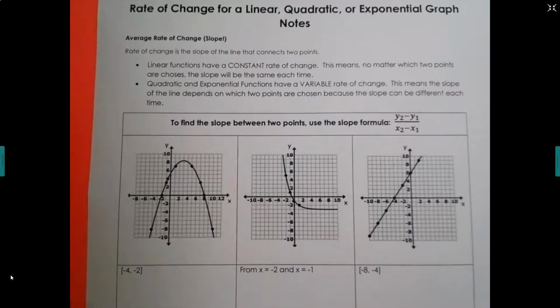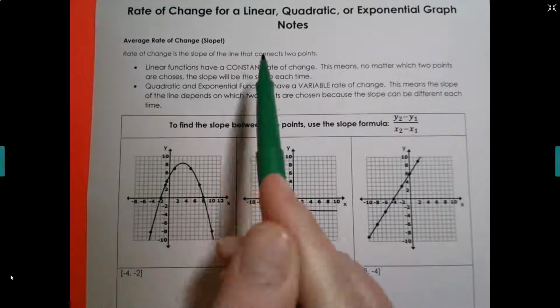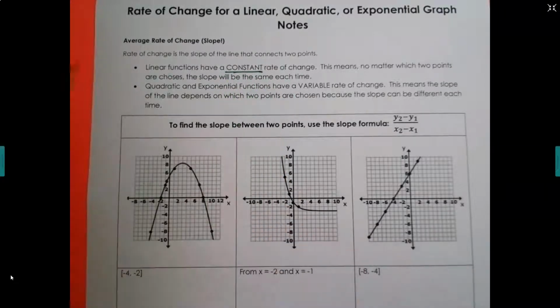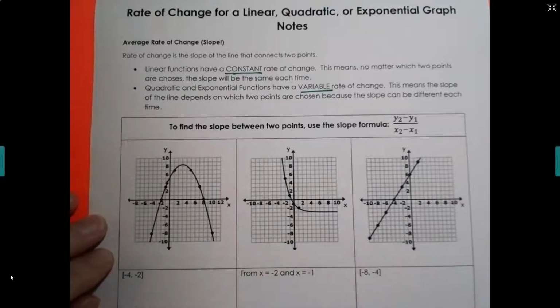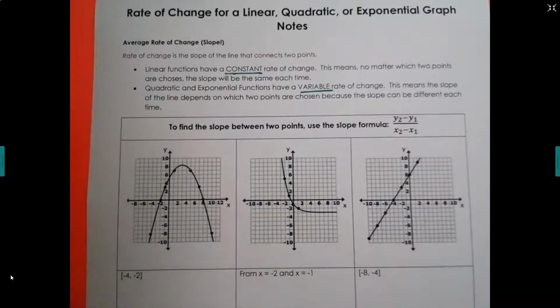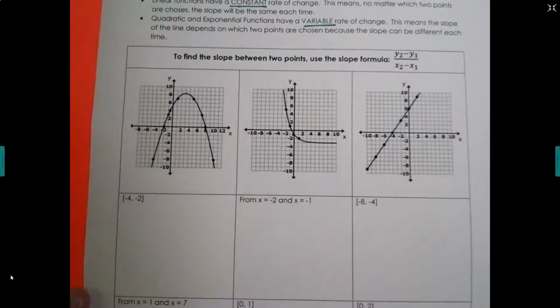So I wanted to remind you before we start that linear functions have a constant rate of change, meaning no matter what two sets of points you pick, you're always going to end up with the same slope. It's a constant slope all the way through the whole graph. For quadratic and exponential functions, there is a variable rate of change because it will depend on which 2 points you pick. What your slope will be can be different each time. So let's take a look.